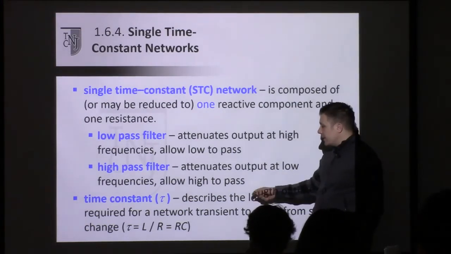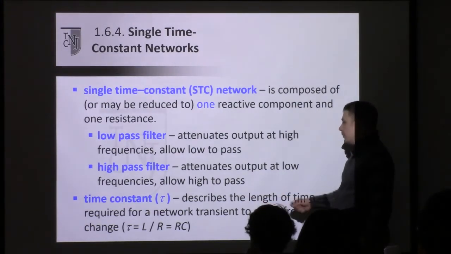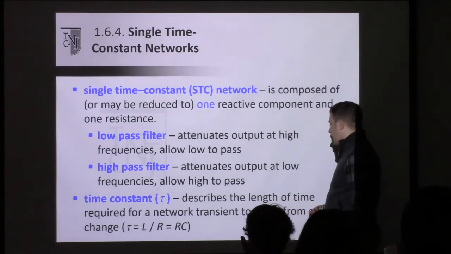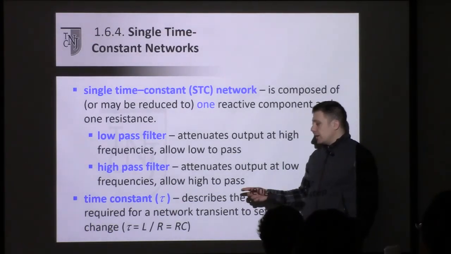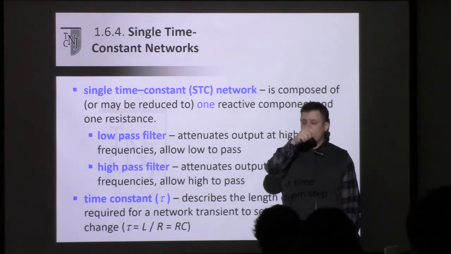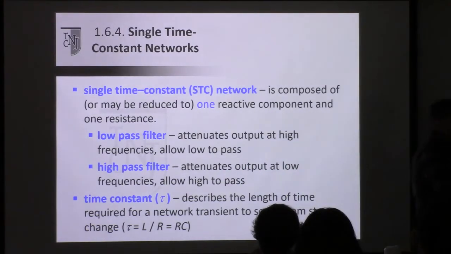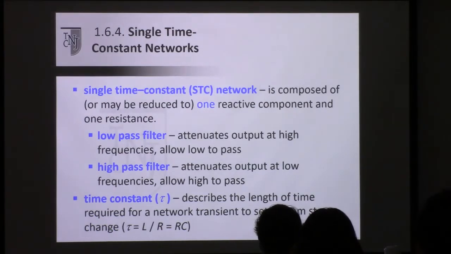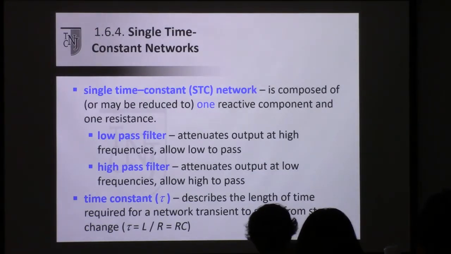Time constant describes the length of time required for a network transient to settle from a change. It also describes the cutoff between the range where signals are allowed to pass and where signals are not allowed to pass. And we'll get a little bit more into those details in a sec about exactly what the time constant describes.